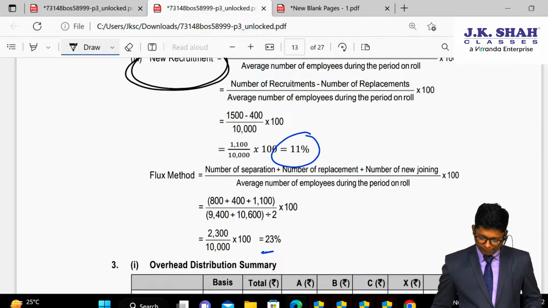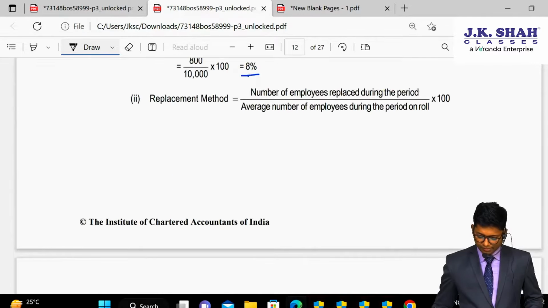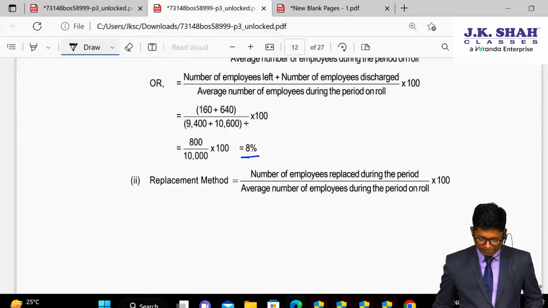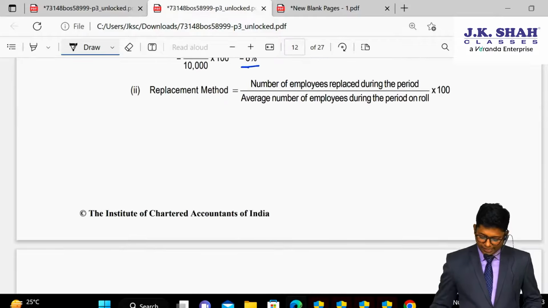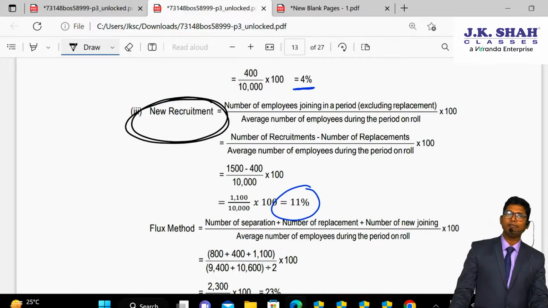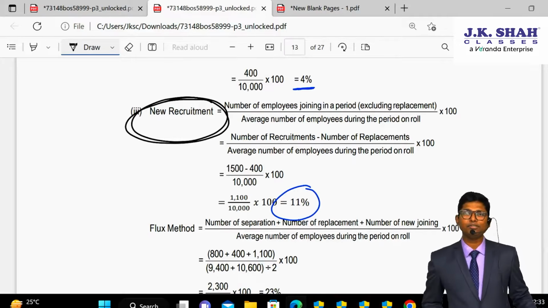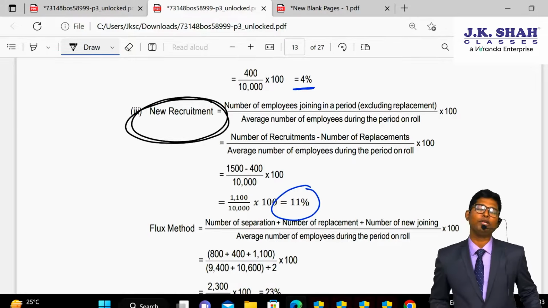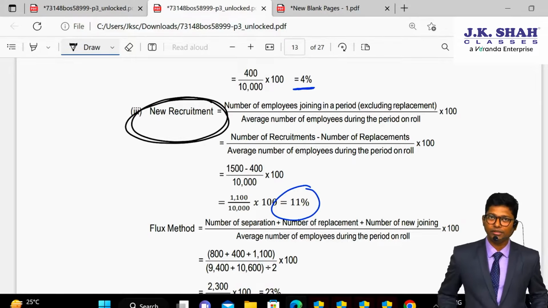So first they computed all the methods. They are the replacement method and separation method, and after computation of the separation and replacement methods, the next calculation covered here is only new recruitment, which is not asked anywhere, but in the suggested solution it is given. So you can do this calculation also as far as the exam is concerned.